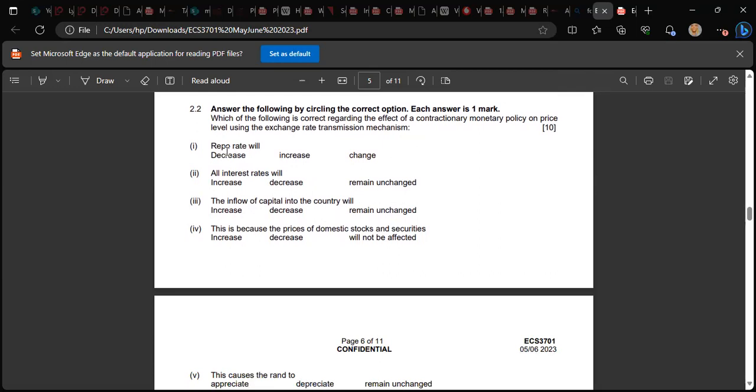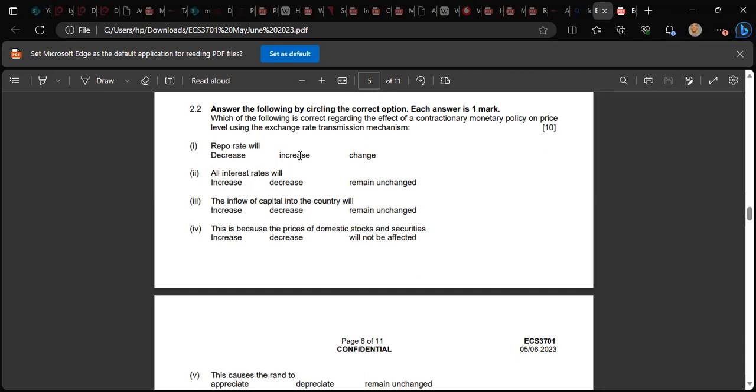You remember when we were talking about how the repo rate affects all other interest rates in the economy, right? So which means if the repo rate is going to decrease, we expect that all other interest rates are going to decrease, right? So if you didn't know what this exchange rate transmission mechanism is, you could at least answer 1 and 2, right? Logically speaking, you already know that if it's a contractionary monetary policy, the repo rate is expected to, oh, so did I say decrease? Sorry, it's supposed to increase, right?